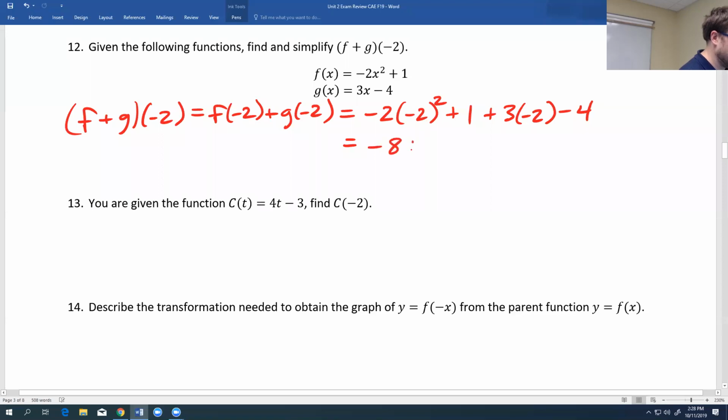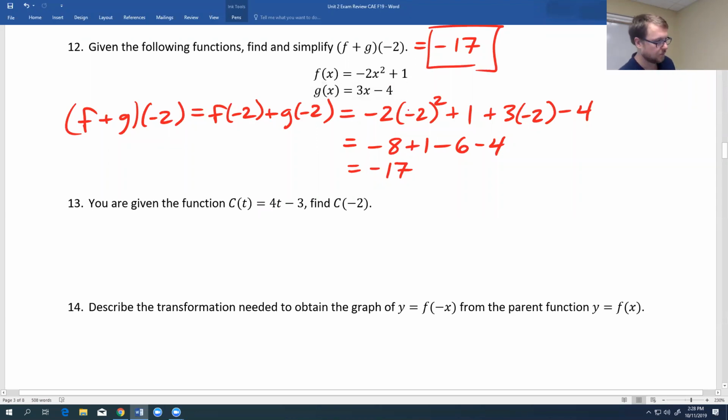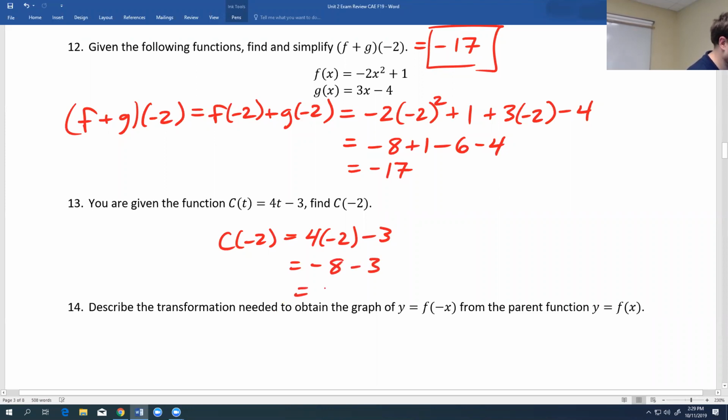So here I'm going to get -8 plus 1 minus 6. So I'm just doing all my exponentiations, then my multiplications, and now I'm going to do my adding and subtracting. So I have -7 minus 6, so -13, and then I get -17. You're given the function c of t equals 4t minus 3. I think this is a case where they're just throwing something in that's not x to see how you react to it. So if I do c of -2, I'm just going to replace every place I see a t with -2. I get -8 minus 3, so I get -11.